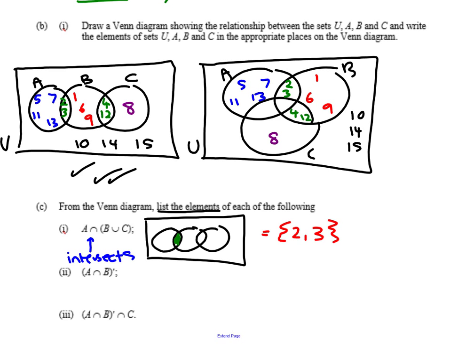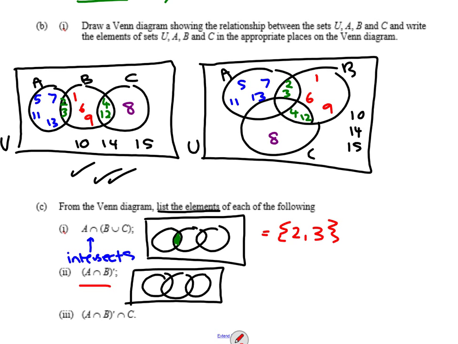Now let's do the next one, A intersect B dash. So A intersect B, all of that in brackets, dash, sorry. So you might want to do this again, it's kind of helpful really. So A intersect B, we'll shade that first. A intersect B is just this little part here. So A intersect B dash will be everything outside of that.